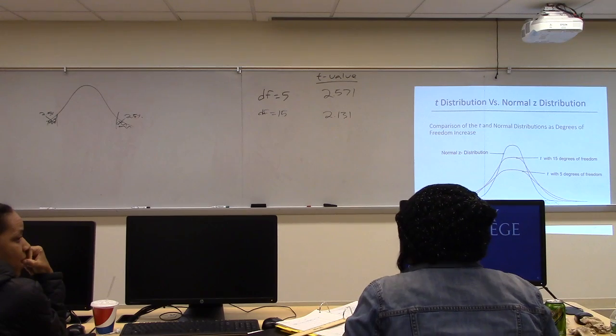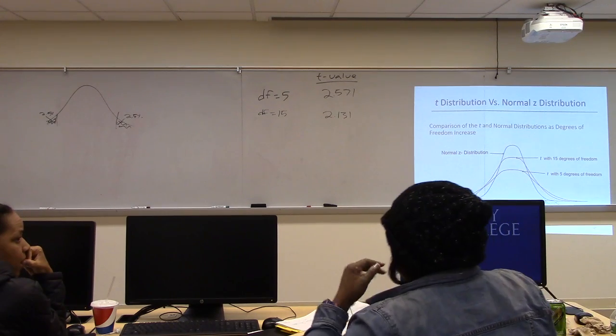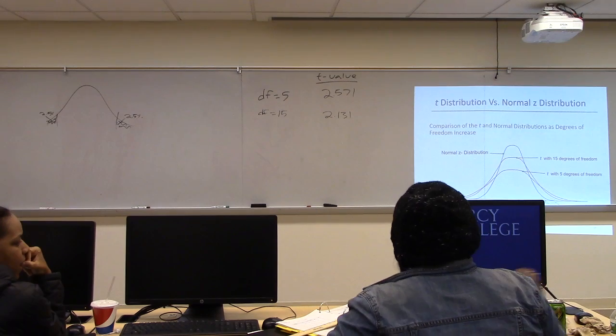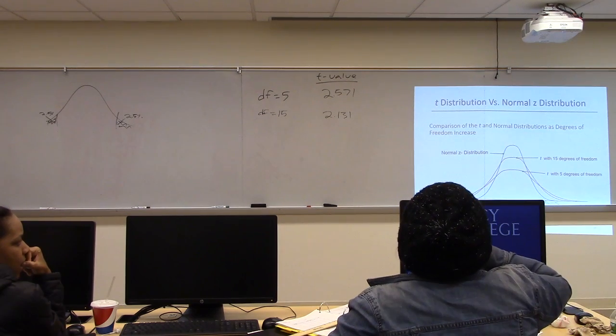So if you have 5 degrees of freedom, the area in the right tail is going to be 2.5%.